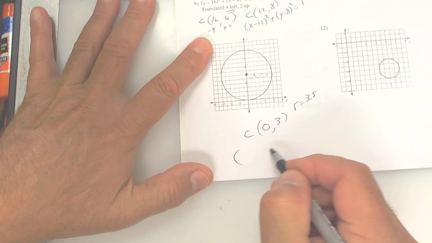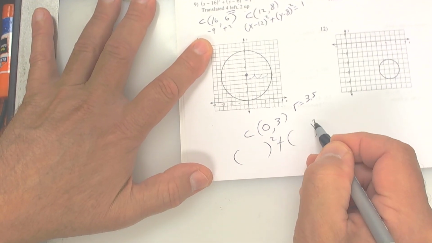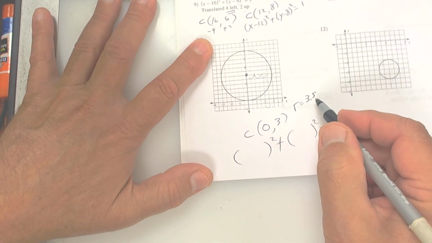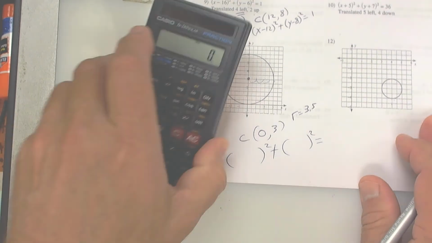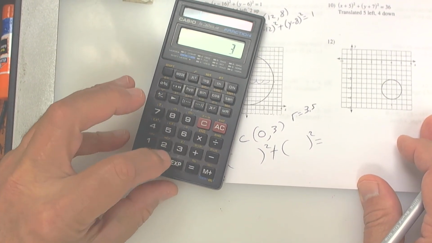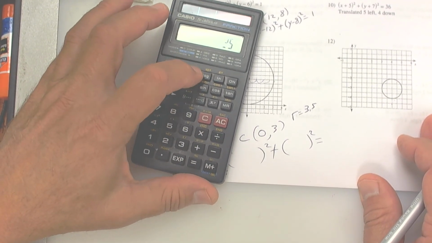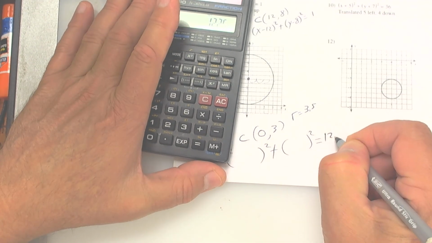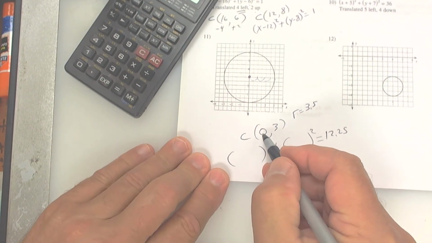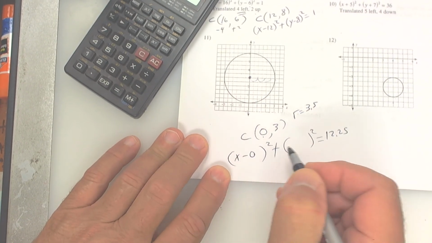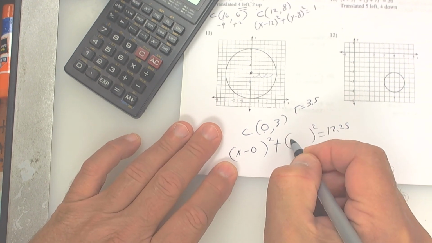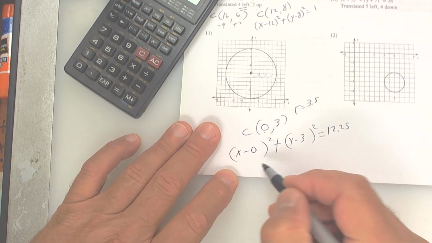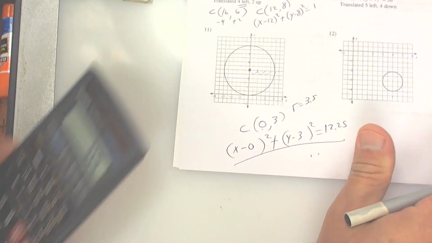So the circle is going to be something squared equals radius squared. So 3.5 squared, I don't know, is 12.25. So the center is going to be the opposite. So it's going to be x minus 0 and y minus 3. All right, a little bit harder, but that's what we're doing today.